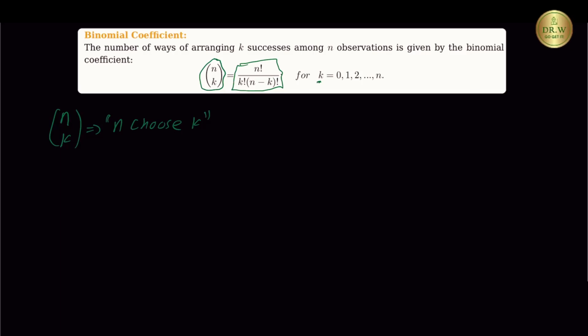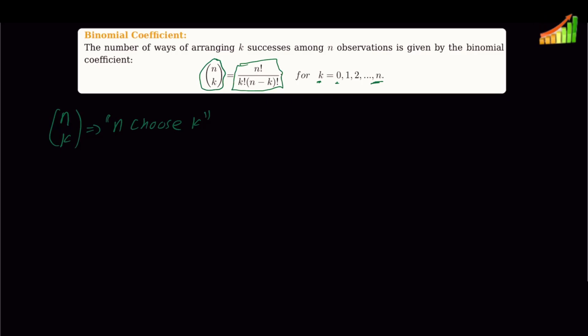Here you see n choose k. This is the binomial coefficient. N choose k. On the right hand side, this is the factorial formula of the binomial coefficient. And also, k values go from 0 to n.